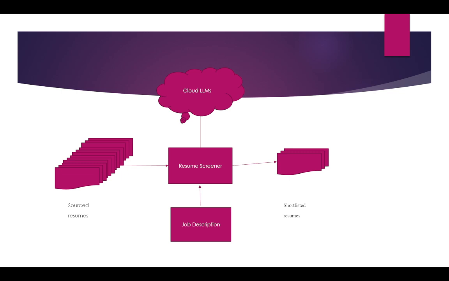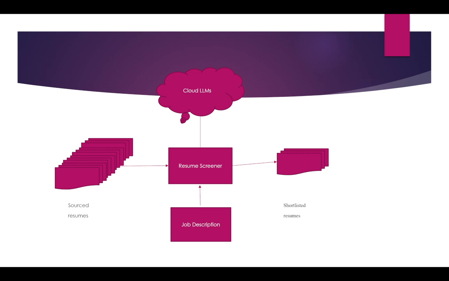The idea is very simple: we have a bunch of resumes, and you have a job description, or you may have a bunch of job descriptions. In a company you may have multiple open positions, each having a job description. They get a lot of resumes, and you want to shortlist them before you move on to the next stage. So this is a kind of screening. The resume screener is a typical standard HR use case in any enterprise.